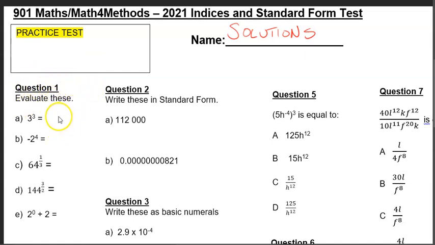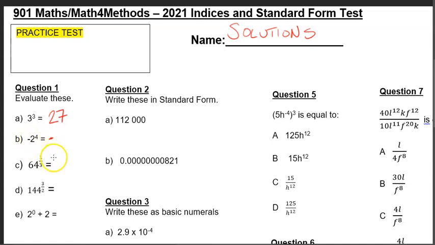First one is evaluate these. Now this one is 3 to the power of 3. This just simply means 3 times 3 times 3, which is 27. Nice simple one. Negative 2 to the power of 4. Now you've got to be careful if there's brackets involved or not. In this case, because there's no brackets involved, that negative has no association with that power of 4. So it's going to be a negative answer regardless.